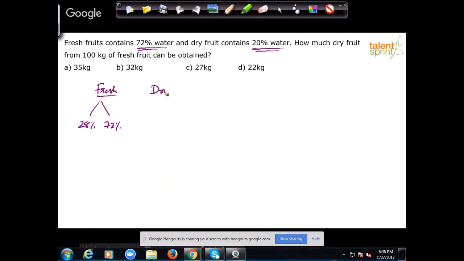Whereas in dried fruit, to be specific, how much is water? 20% is water, which means 80% is pulp. 80% is fruit. So basically, you see the percentage of water is changing. 72% water, let me just mention fruit and water here. Similarly, fruit and water here. When the transformation takes place from one fruit to the other, the percentages are of course changing. 28% fruit has become 80% fruit. 72% water has become 20% water.